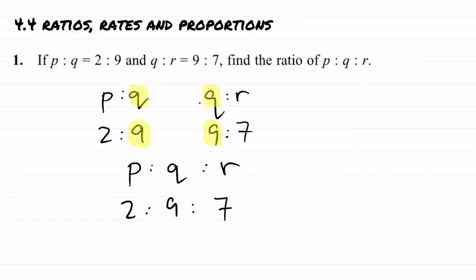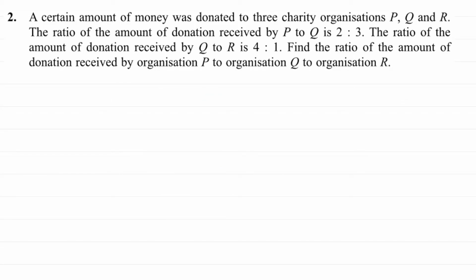Now, the next example is what if you have the same unknown, but a different ratio. How are we going to do that? A certain amount of money was donated to three charity organizations, P, Q, and R. The ratio of the amount of donation received by P to Q is 2 to 3. The ratio of the amount of donation received by Q to R is 4 to 1. Now you want to find the ratio of the amount of donation received by organization P to Q to organization R.